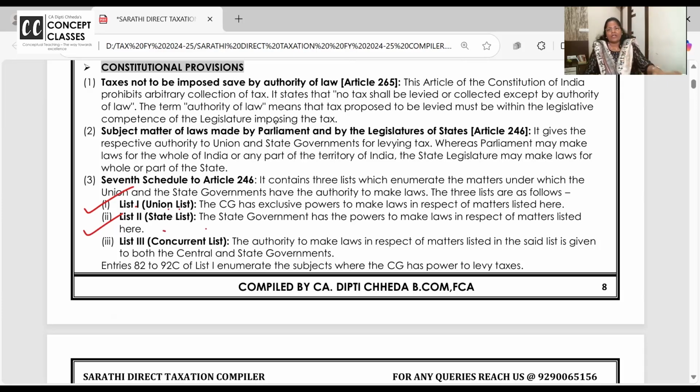I told you, like local taxes, land revenue, municipal tax, profession tax, local taxes. And list 3, concurrent list. This is the list where power is given to central and state government to charge the tax together. Okay. This is just for MCQ purpose.